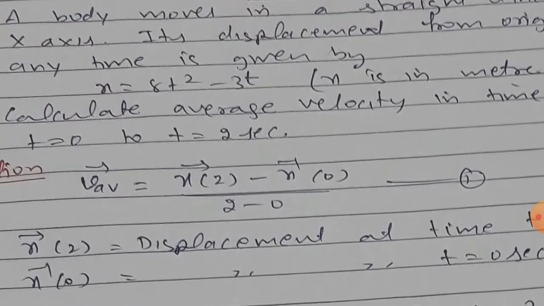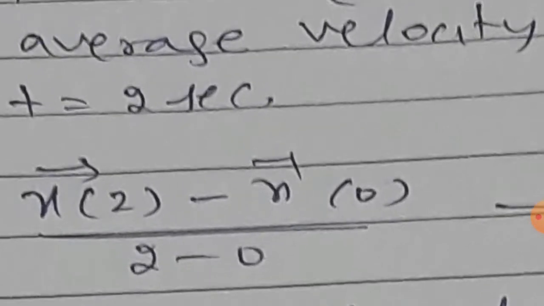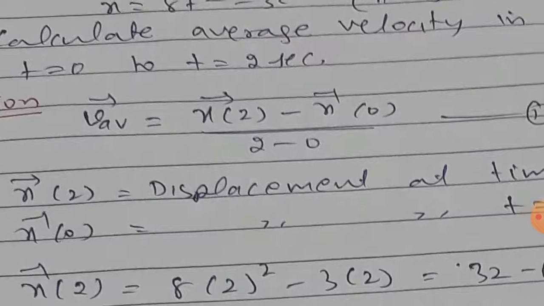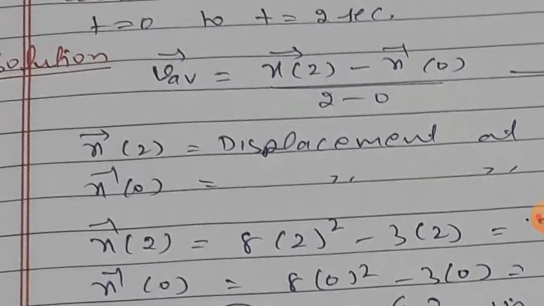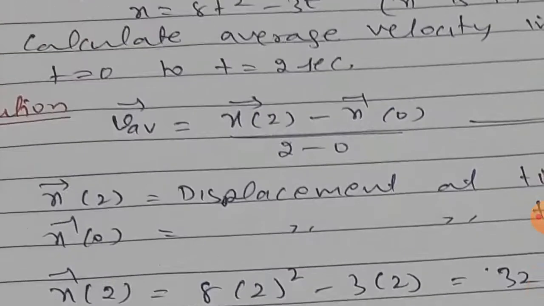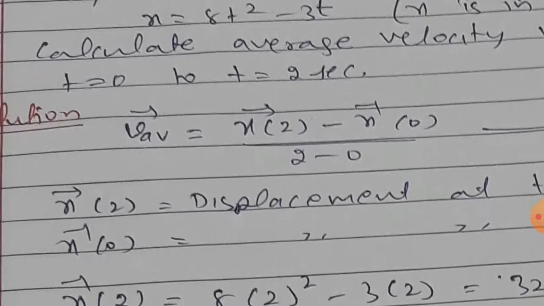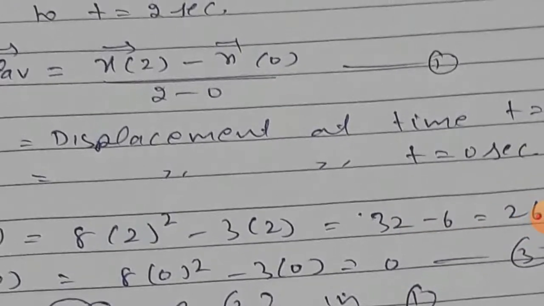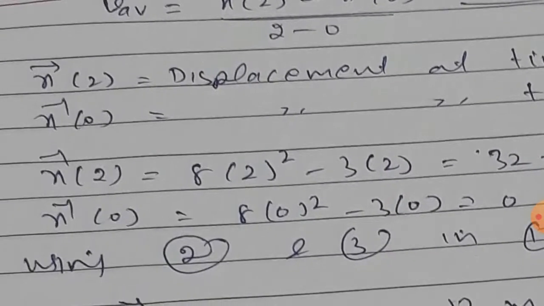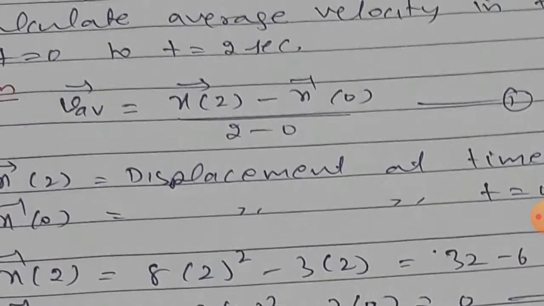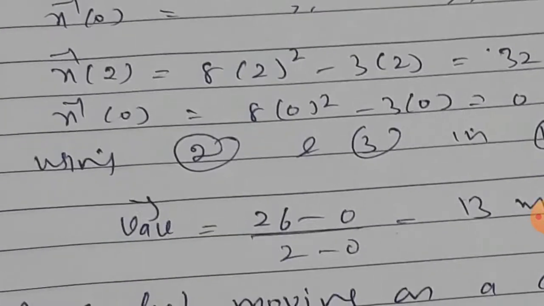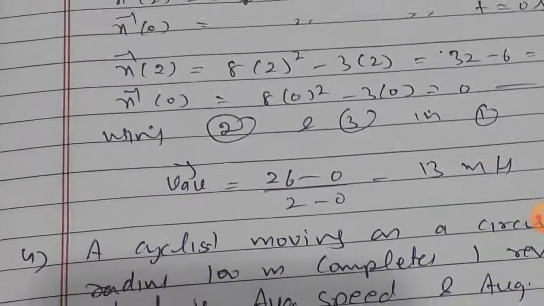And in the numerator we get x2. What do we mean by this? The value of x when time t is equal to 2, and x0, the value of x when t is equal to 0. So we evaluate displacement at t is equal to 2, that is x2. What we are doing is putting the value of t in the given equation: 8 into 2 square minus 3 into 2, the answer comes out to be 26 meter, and when t is equal to 0, the value of x is 0. So on putting it in equation number 1, V average is equal to 26 upon 2, that is 13 meter per second.